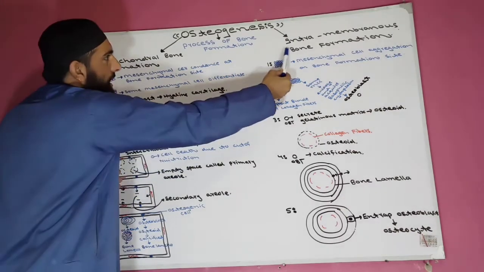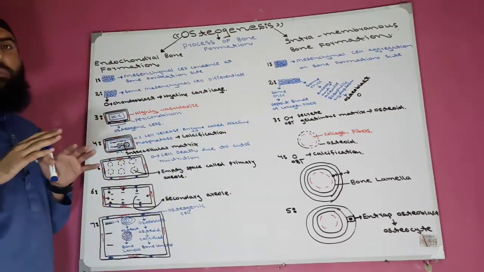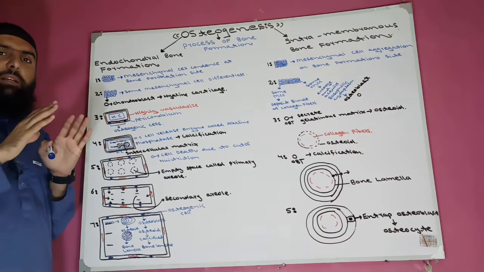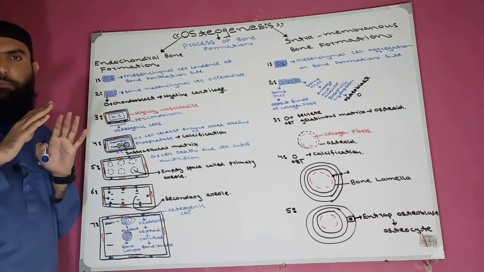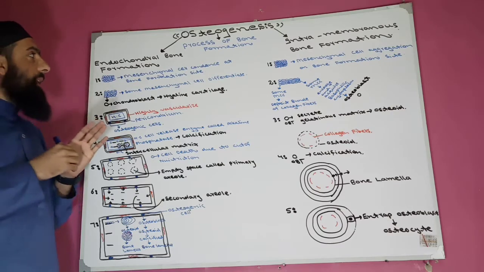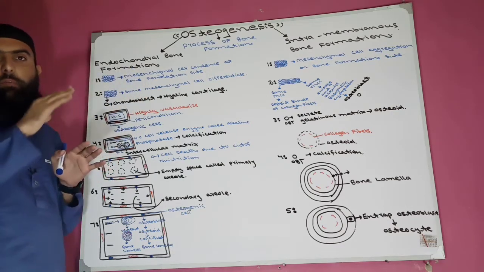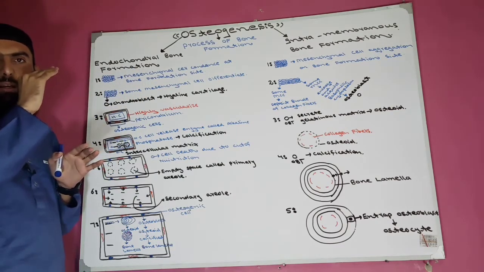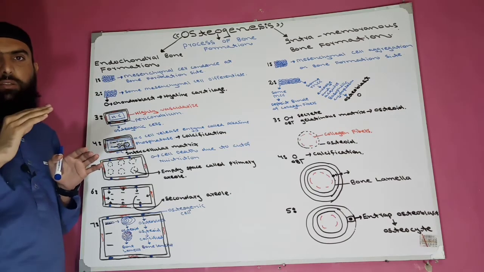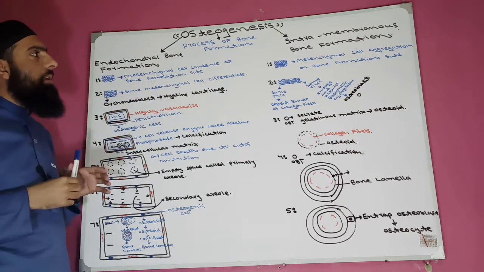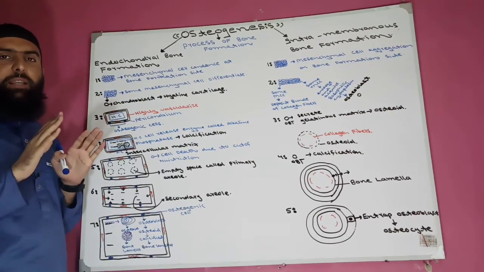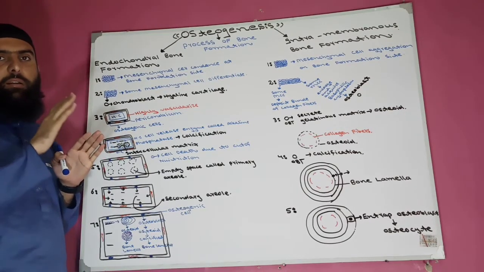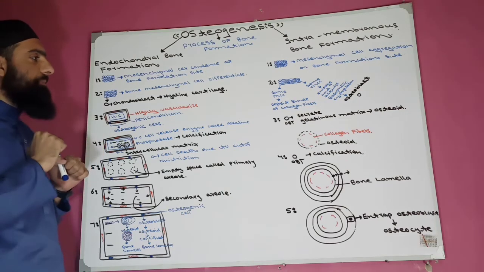Second is intramembranous bone formation. In intramembranous bone formation, bone formation takes place directly from mesenchymal cell. Like in endochondral formation, first from mesenchymal cell cartilage is formed, then cartilage changes to bone. But in intramembranous bone formation, there is no cartilage formation. Directly from mesenchymal cell, lamellar bone is produced.